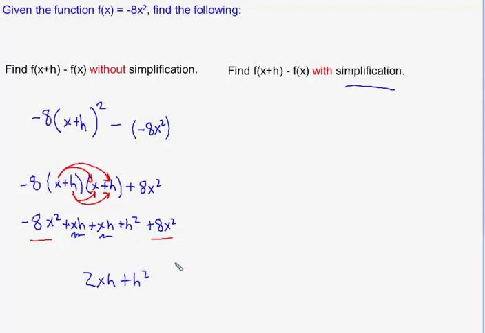So we can leave our answer like this, let me write it up here, or since both terms have a factor of h in them, I can factor out an h. If I did so, I would have to write down what I multiply h by to get 2xh, that would be 2x. So now if somebody distributed the h, I would have 2xh, and then I have to put an h here, so that when someone distributes the h to this, they get h times h is h squared.